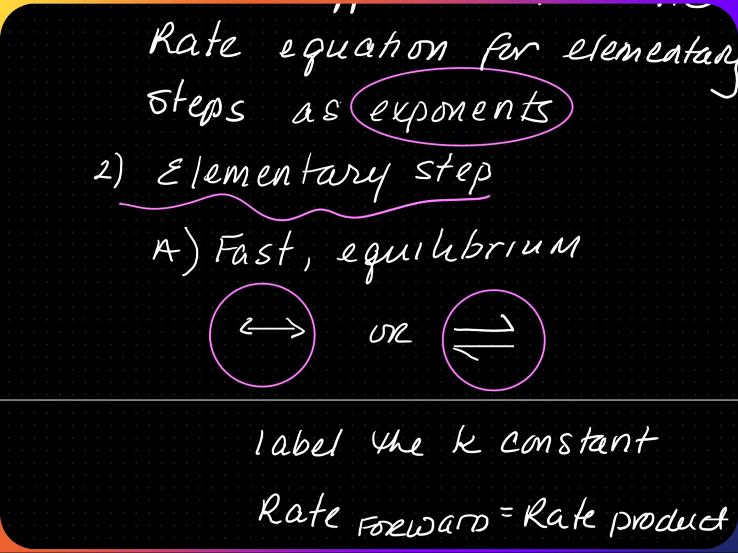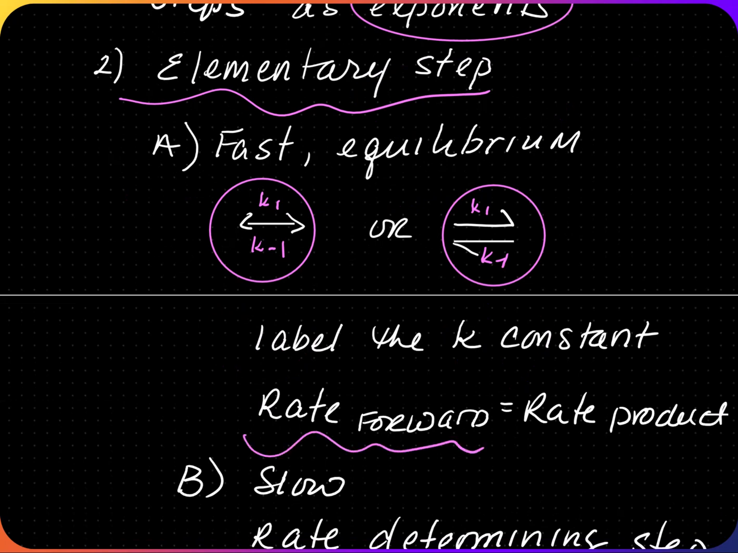In addition, you must label the K constant. In the forward reaction, if it's step 1, it will be K1. In the reverse direction, it will be K1, but with a negative 1, K minus 1, to denote that it is going in the opposite direction. Since they are at equilibrium, and equilibrium means the exchange rate is the same, the rate of the forward reaction must equal the rate of the reverse reaction.